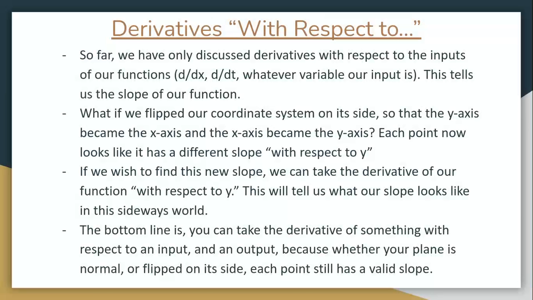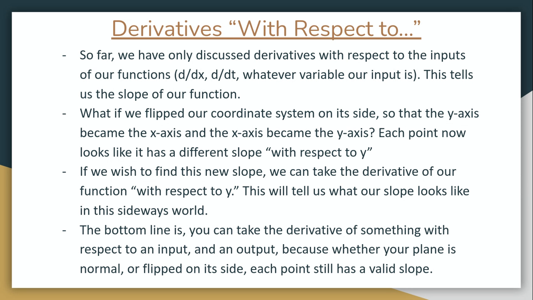All right. What if we flipped our coordinate system on its side? So the y-axis became the x-axis and the x-axis became the y-axis. Each point now looks like it has a different slope with respect to y. If we look at it from y's perspective, each point has a different slope. If you wish to find this new slope, we can take the derivative of our function with respect to y, because that tells us what the slope looks like to y. So this will tell us what our slope looks like in our sideways world.